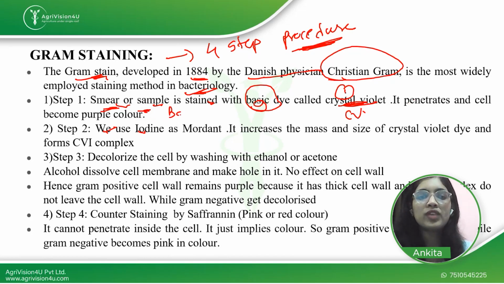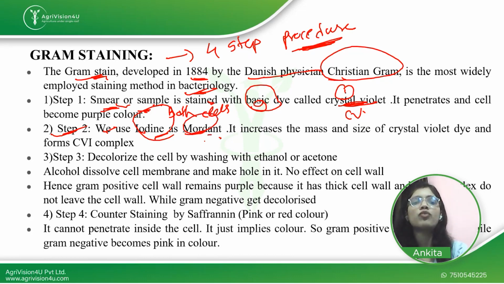Now you will have two cells. Both the cells will become purple in color by applying the crystal violet, because crystal violet applies the purple color to your sample. Now in step 2, what are you going to do? You will use iodine as a mordant. Now what is a mordant, and what is its function?